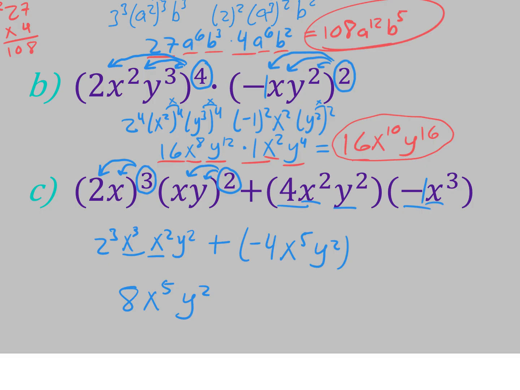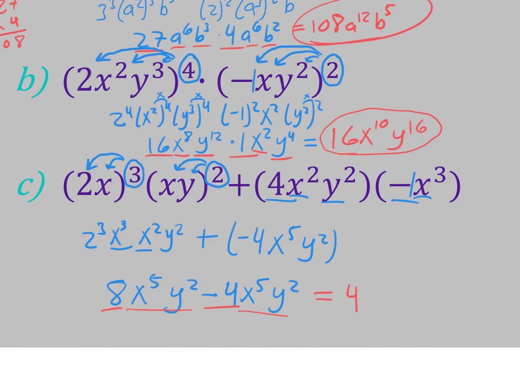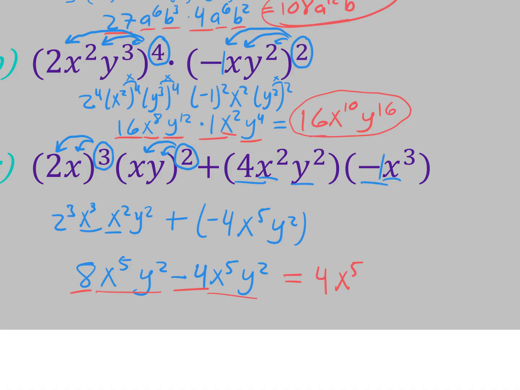Plus negative 4x to the 5th, y to the second is just going to be minus 4x to the 5th, y to the second. These are like terms. They have the exact same variables, exact same exponents, so you can combine the coefficients. X minus 4 is going to get me 4. X to the 5th, y to the second.